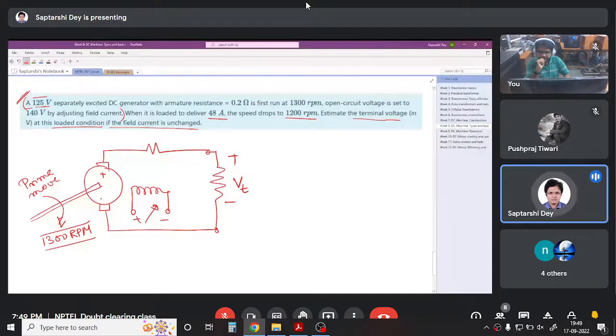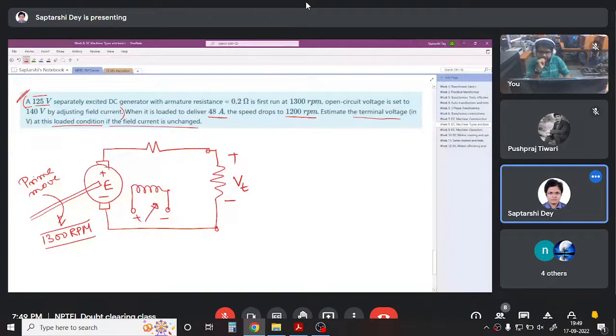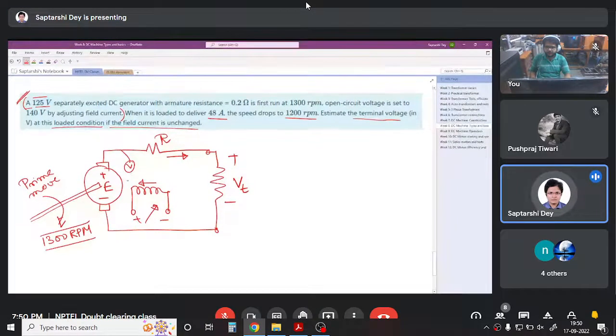And we have the generated EMF here. This EMF is generated due to the interaction between the current and the field. Field is given by this, right? And because of loading, the speed drops to 1200 RPM. Question is, what will be the voltage here, right? Now you see, when you have a DC machine, this EMF E, you cannot measure. Can you tell me why you cannot measure this EMF? Can I not simply put a voltmeter here and measure the EMF?